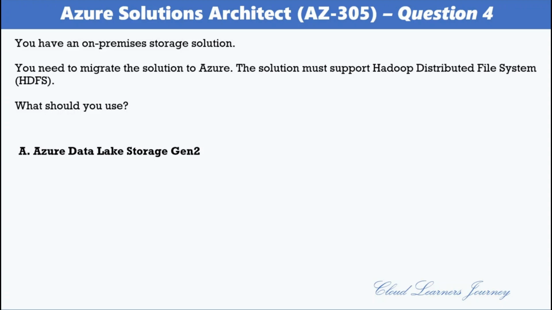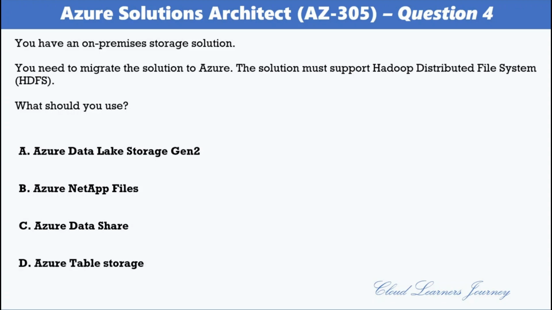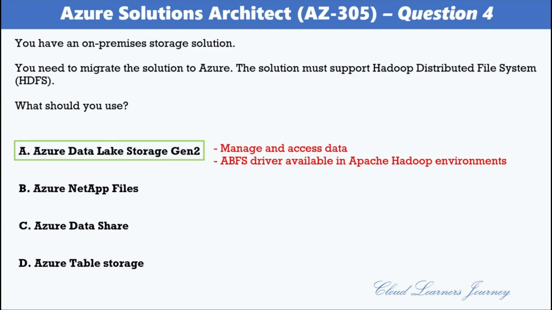And the options are A. Azure Data Lake Storage Gen 2, B. Azure NetApp Files, C. Azure Data Share, D. Azure Table Storage. And the answer is A. Azure Data Lake Storage Gen 2. Data Lake Storage Gen 2 allows you to manage and access data just as you would do with a Hadoop Distributed File System. The new ABFS driver used to access data is available within all Apache Hadoop environments. These environments include Azure HDInsight, Azure Databricks, and Azure Synapse Analytics.